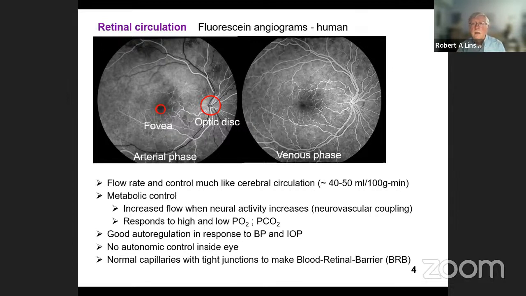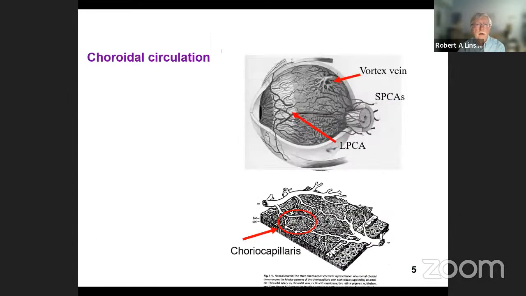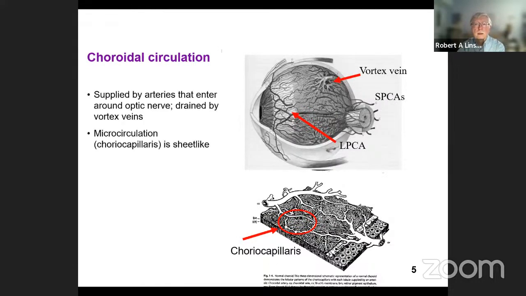The capillaries in the retinal circulation are normal, ordinary capillaries, but they have tight junctions between the endothelial cells that makes the blood-retinal barrier. The choroidal circulation is completely different. The vessels for the choroidal circulation enter around the optic nerve, not through the optic nerve, the short and long posterior ciliary arteries. And microcirculation is also completely different. It's sort of a sheet of capillaries, more similar to what you would have in the lung than any other place in the body. These are large capillaries, they're fenestrated, and they allow a pretty high flow rate because the resistance is quite low.